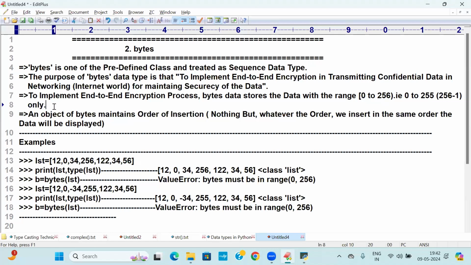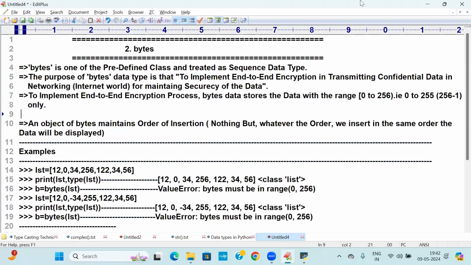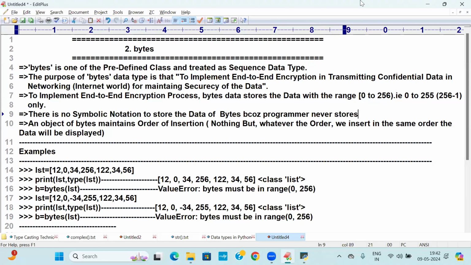Understand this? And one more thing, I am writing one more point before that. This is a more important point. There is no symbolic notation to store the data. The data of what? Bytes. Because, I'm writing BCOZ as a shortcut for because, a programmer never stores which data?